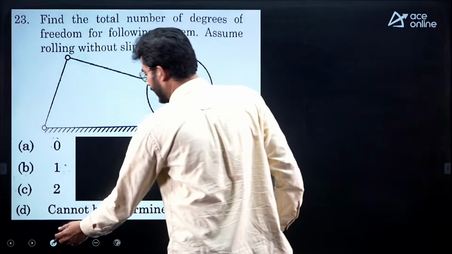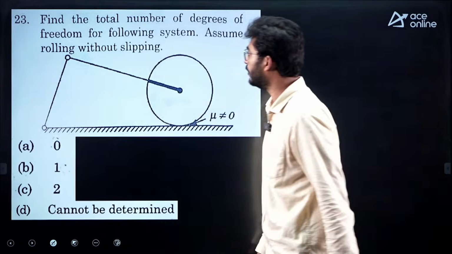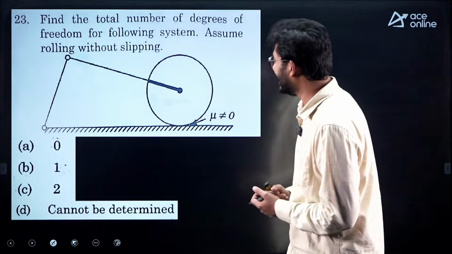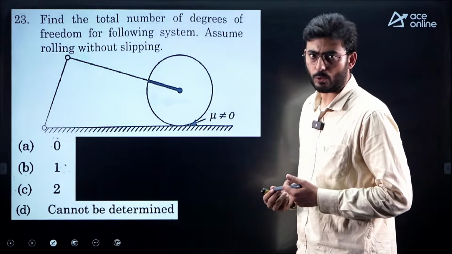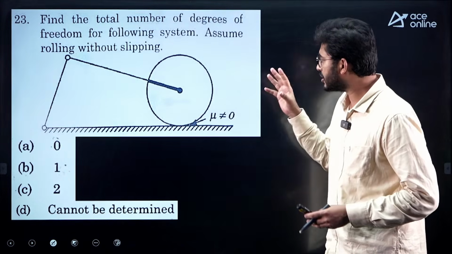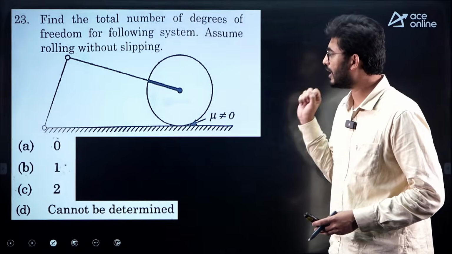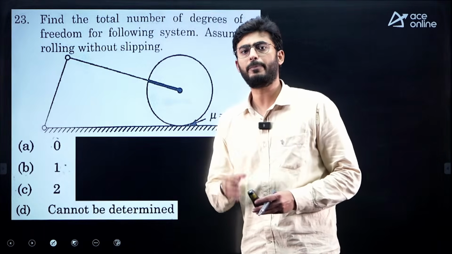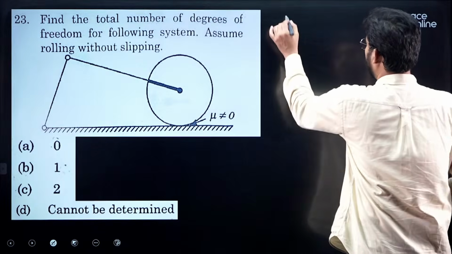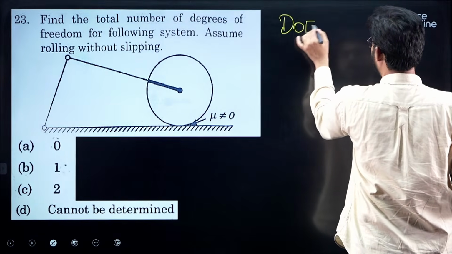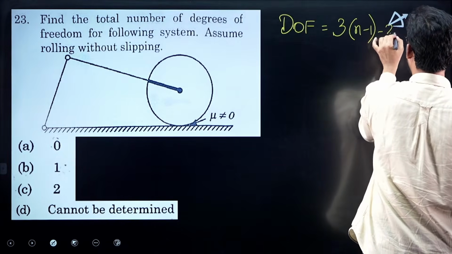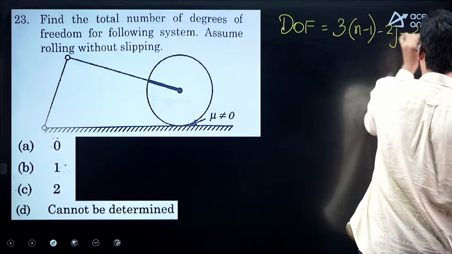So here in this question they have asked about the mobility or the degrees of freedom. The condition given is rolling without slipping. So if a joint or a higher pair is formed which is permitting rolling motion without slipping, then it is capable of arresting 2 degrees of freedom within a plane. So the degrees of freedom formula is going to have a small change, that is 3n minus 1 minus 2j minus 2h.